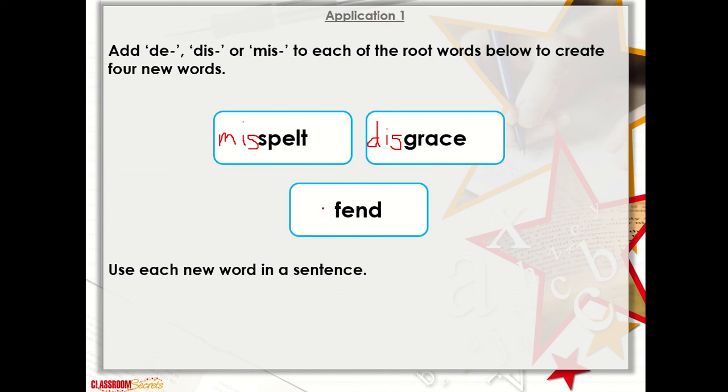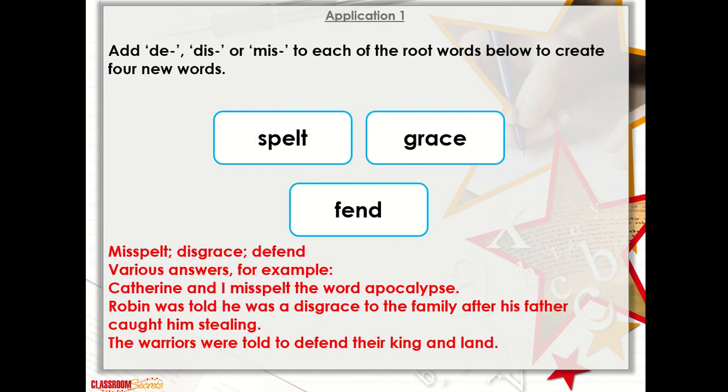And then that leaves me with D, and this does make sense to me because I know that sometimes things have to be defended, protected. So that is defend. And then I've got to write 3 sentences demonstrating those particular words.